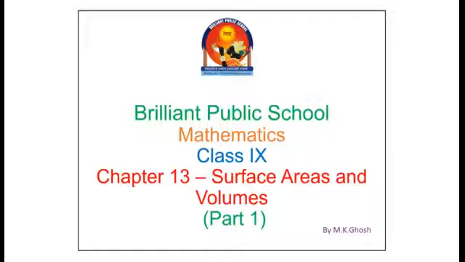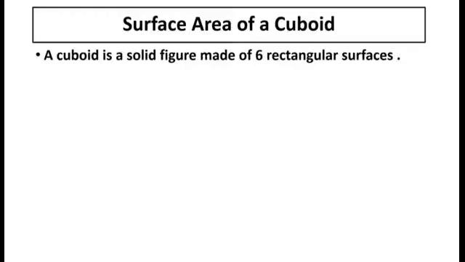Today we are going to learn chapter 13 Surface Areas and Volumes part 1. Surface area of a cuboid. We know that a cuboid is a solid figure and it is made of 6 rectangular surfaces.